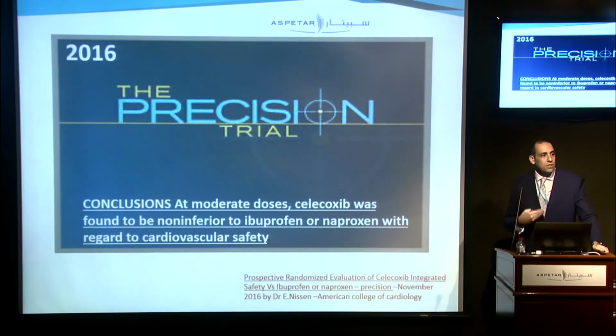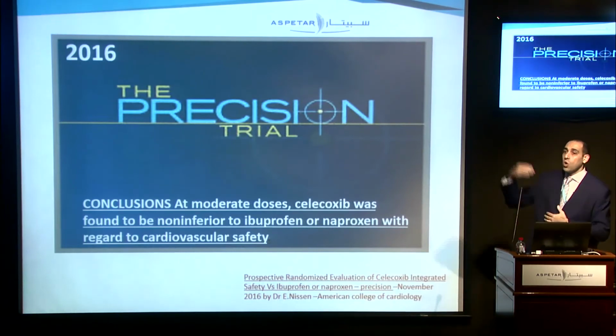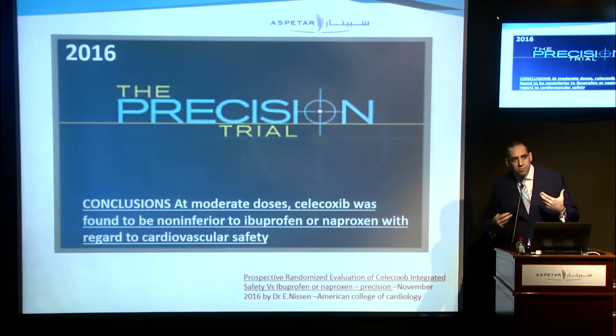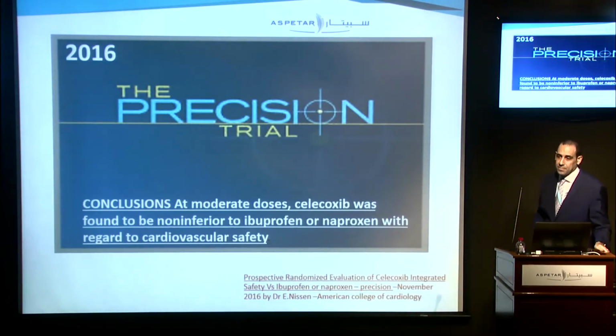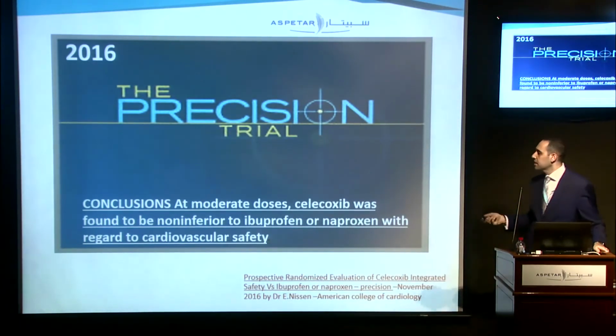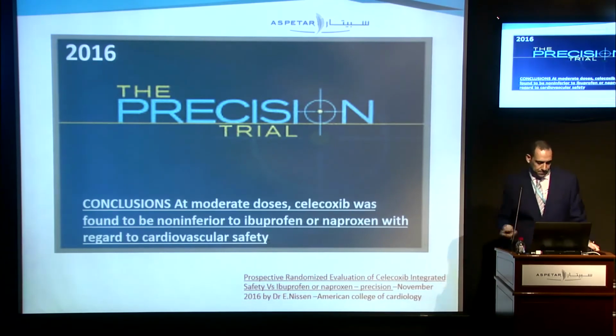This study received a lot of criticism because the discontinuation rate was high. The dose of celecoxib was low, as I said, 100 to 200, compared to high doses of ibuprofen and naproxen. And the patients were actually low risk at baseline. But still, with these results, a lot of physicians, scientists, and researchers started to look differently at the COX-2 family. Because in the past, COX-2 inhibitors were always linked to cardiovascular events. But with this study, celecoxib showed non-inferiority, or the same risk of developing a cardiovascular event as ibuprofen and naproxen.